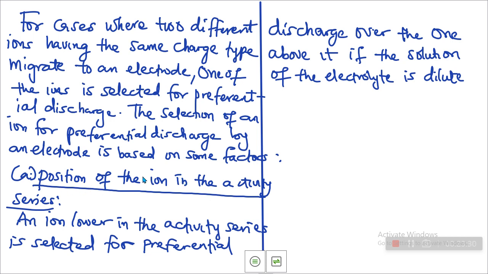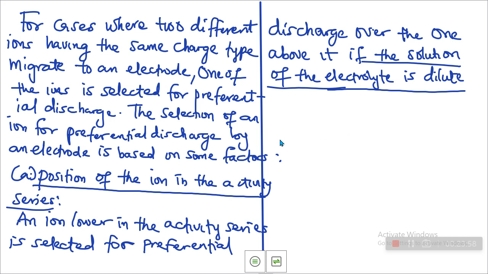Now, position of the ion in the activity series. An ion lower in the activity series is selected for preferential discharge over the one above it if the solution of the electrolyte is dilute. So this is where concentration of ions comes in. I'm going to be explaining that later. Now, position of ion in the activity series: I'm going to show you the diagram now, and I will give you the mnemonic.